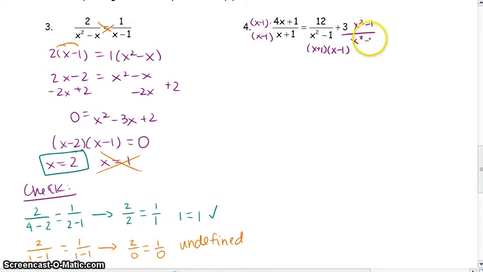And remember, we have to multiply the bottom by x squared minus 1 as well. The denominator is just 1 here. Okay, so when we do that, I'm going to put parentheses around here.